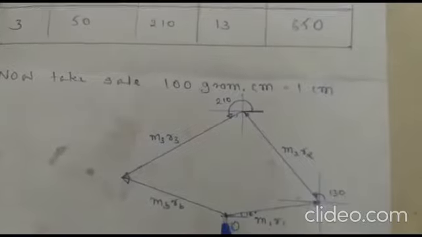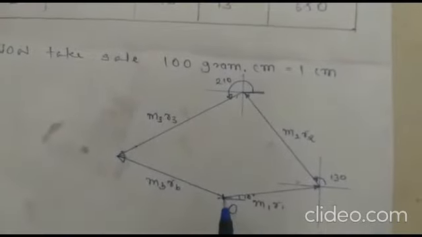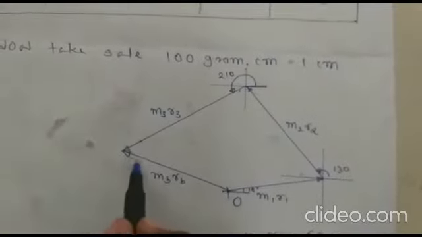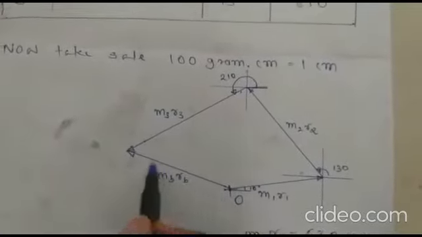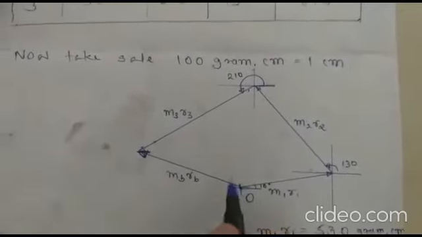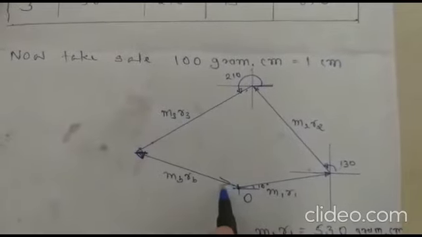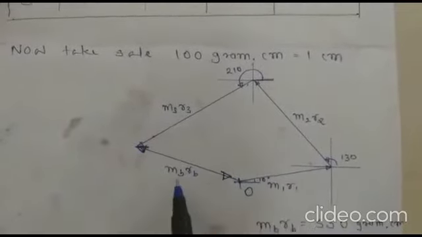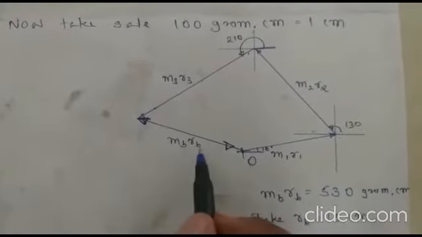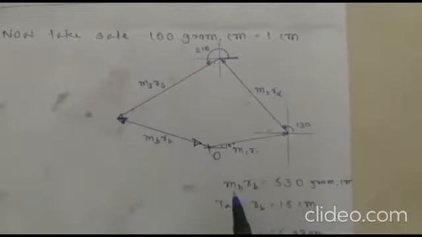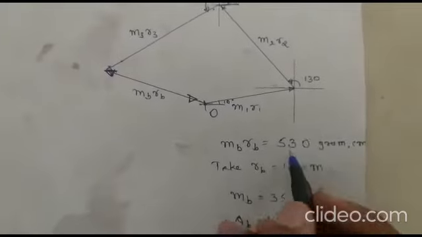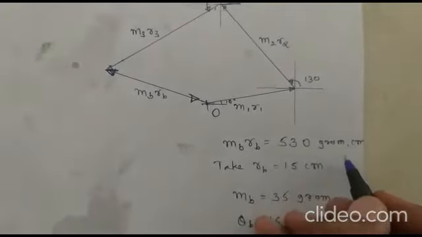Now, to get the system balanced, your force polygon should be closed. This will give you my resultant. This vector, upward in this direction, will give you the resultant, but my balancing force is in this direction. So I'm measuring this component MBRB and converting that vector into scale. MBRB is coming 5.3 centimeter, so converting that into scale, this will give you 530 gram into centimeter.